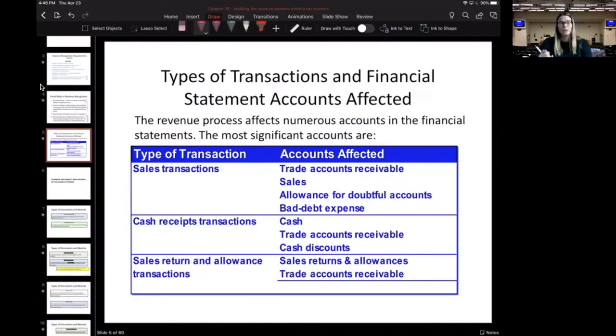And this slide is really review. It's just a reminder of all the different accounts that can be impacted by the sales revenue process. So remember, sales is just the first part of it. Then we have all the cash receipts and all the accounts that affects. And you have to think about things like sales returns, bad debt expense, and all that good stuff.